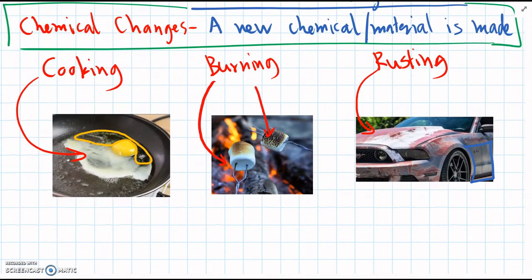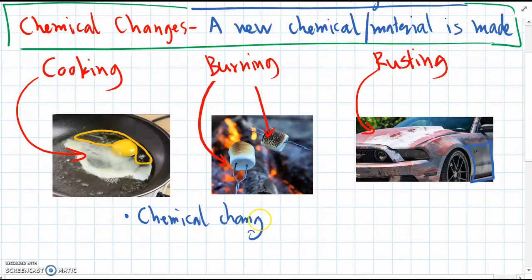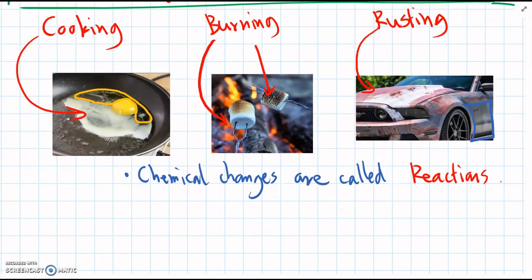So the last thing in this introduction is to look at another word for chemical changes. So whenever these changes happen, we also call them chemical reactions. So chemical changes are called reactions. And that's pretty much what chemistry is the study of. How chemicals react with each other and how they change.